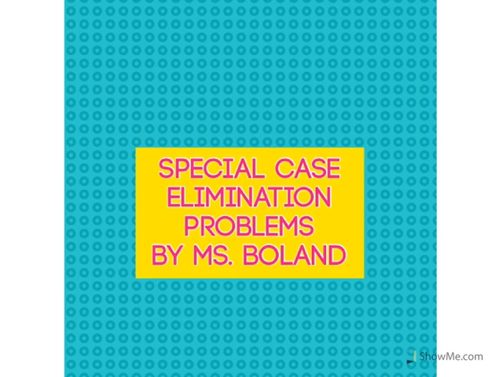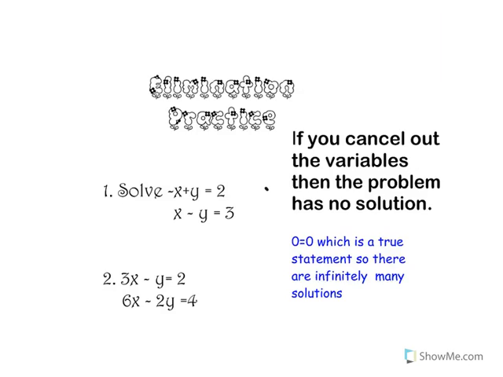Or special case elimination problems. Okay, when you solve these elimination problems, it says solve negative x plus y equals 2 and x minus y equals 3. So for number 1, if you look at these like they're in columns, look at number 1.